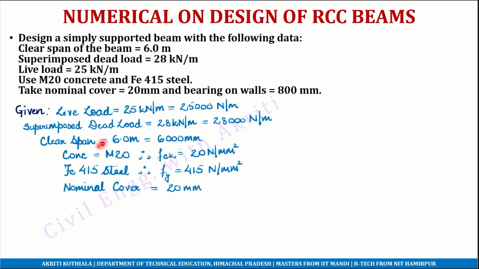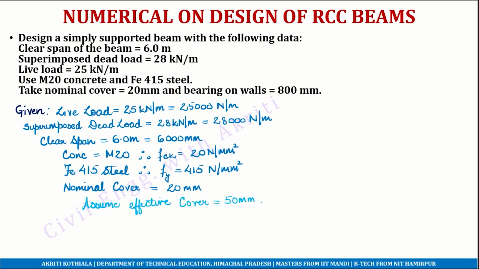So the given data from this question is live load is 25 kilonewton per meter, superimposed dead load is 28 kilonewton per meter, clear span is 6 meters which can be written as 6000 millimeter. M20 concrete is being asked to use, therefore the fck value is 20 Newton per millimeter square. Similarly, Fe415 steel is to be used, so fy will be equal to 415 Newton per millimeter square. Nominal cover is 20 millimeters. We have to convert it into effective cover, so we'll assume an effective cover of 50 millimeters.